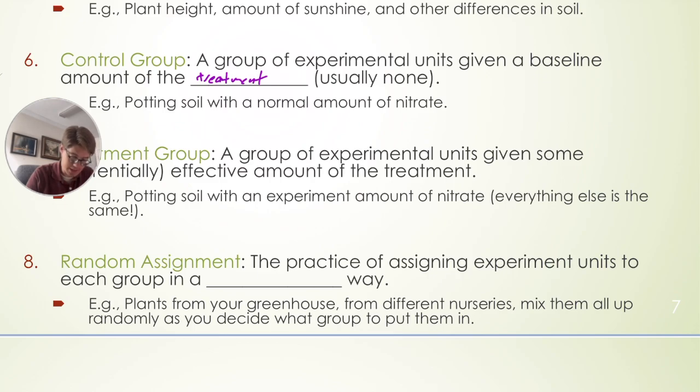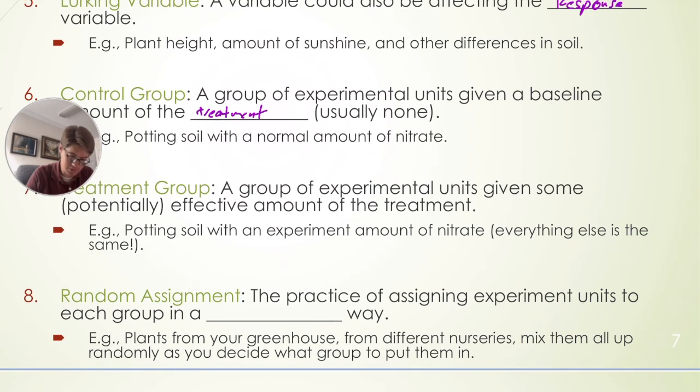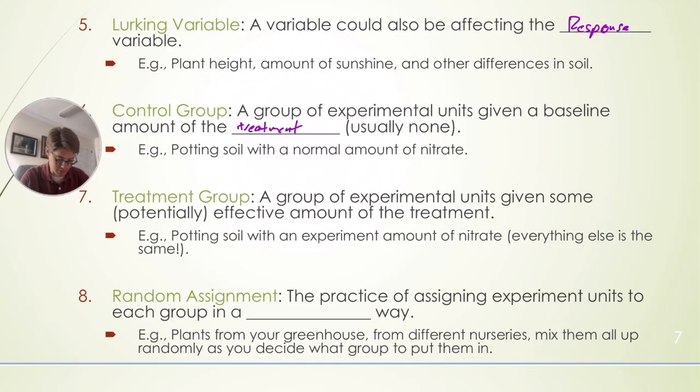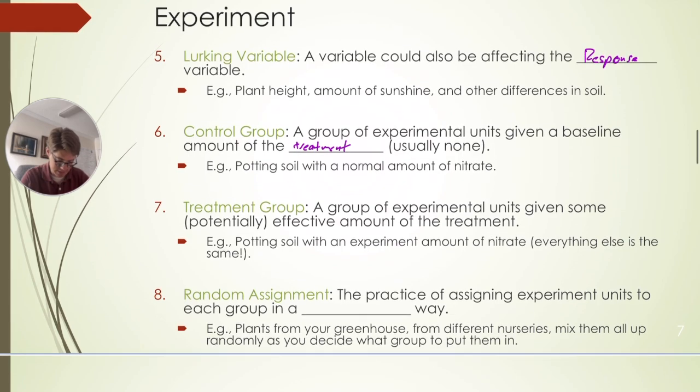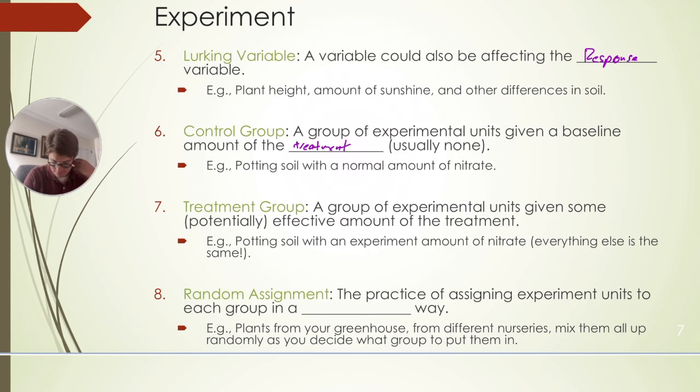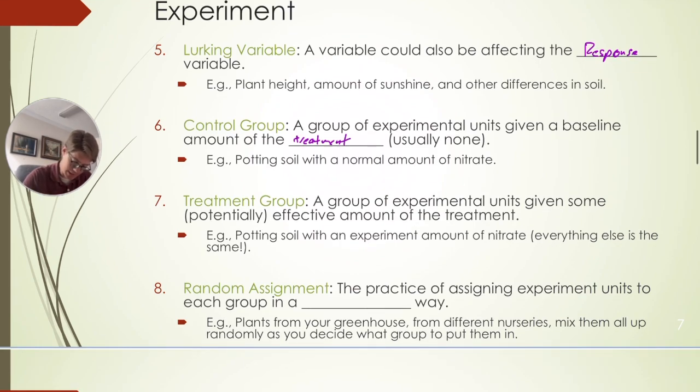Now, we talked a little bit about lurking variables. And the way to control for those lurking variables is to use random assignment. And so we'll discuss a bit more about what that looks like in the next example. But random assignment here is the practice of assigning experimental units to each group in a random way.